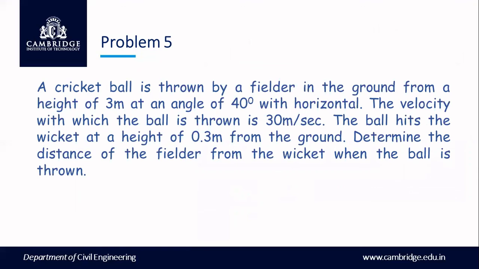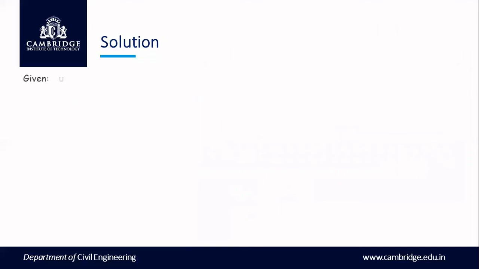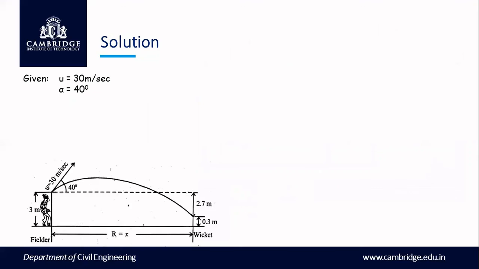So it's a cricket problem now. So what are the data given? They have given the initial velocity with which the ball is thrown, that is 30 meter per second. Then the angle with which he has thrown is also given with respect to horizontal, that is alpha is equal to 40 degree. So you can write it like this.